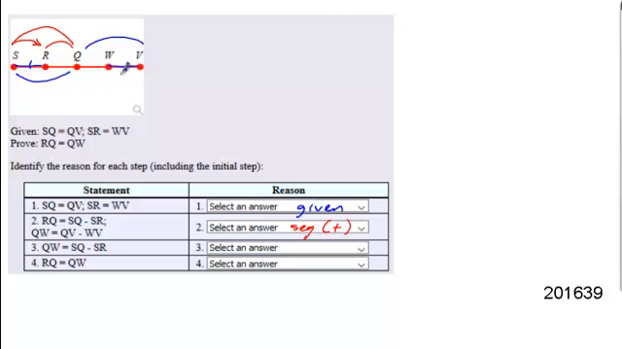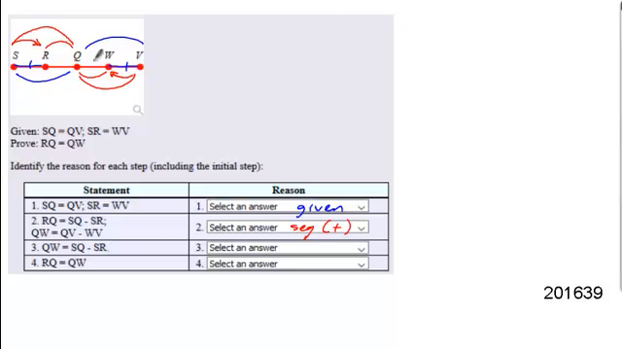Okay, QW the same way. Is QW equal to QV minus WV? Yes, it's also giving you segment addition. So if we move to the third statement here, QW is equal to SQ minus SR. Is this structured like a segment addition? It is structured like that.